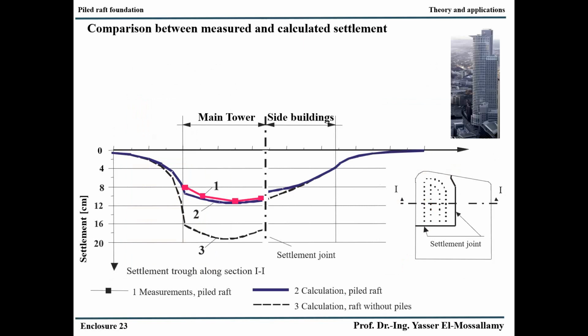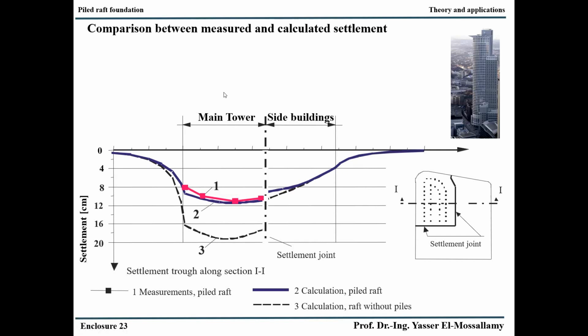In this case, we have only 40 piles, and you can see that with these 40 piles, we can reduce the settlement of the raft without piles from 20 centimeter to about 12 centimeter in case of wide raft foundation. And this, of course, is a very nice effect of the application of piles to control the settlement.